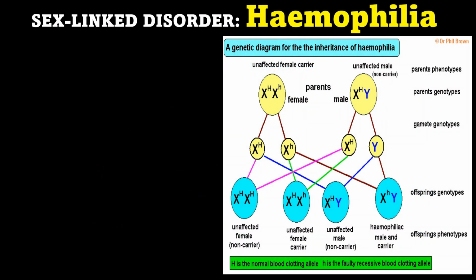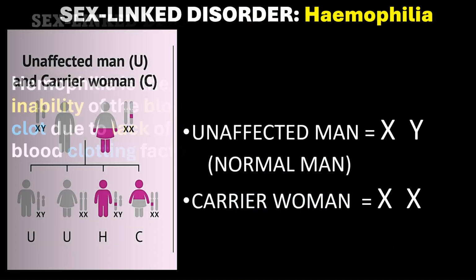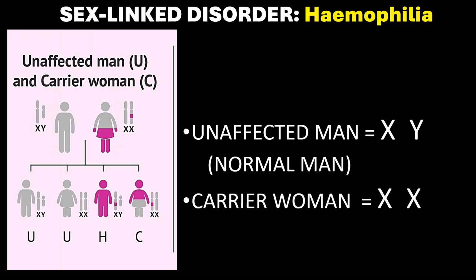So that is it. Okay, now let's check something here. Sex-linked disorder, hemophilia. This is how you do the genetic crossing. Hemophilia is the inability of the blood to clot due to lack of a blood clotting factor. And we're going to use the same genetic crossing method. So let's look at the situation here. If a man is unaffected or normal, how would we represent it? That's H. You see, a man carries only one X chromosome. So either the man has it or doesn't have it.